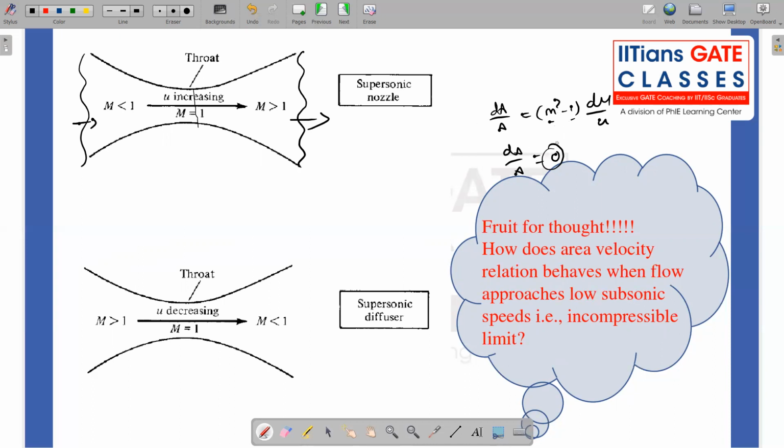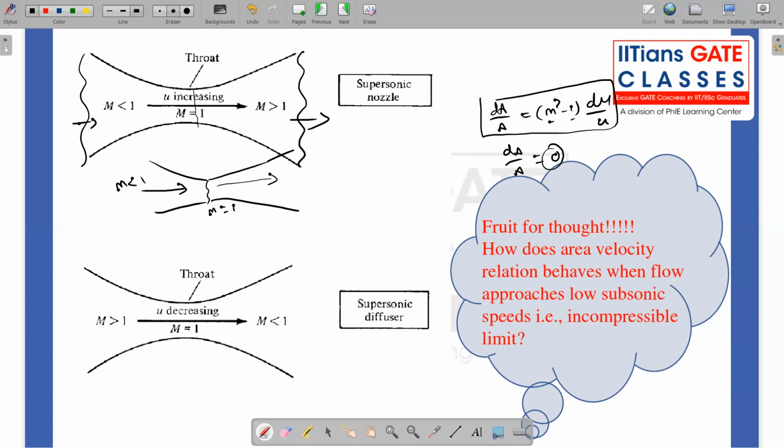The only condition through which we can achieve this is a converging duct through which flow accelerates from subsonic to sonic. Then we need further acceleration, so it has to reach supersonic. To make that supersonic, I have to have a diverging duct, as dictated by my area velocity relation. So a converging-diverging duct can create a supersonic flow from low subsonic to supersonic.